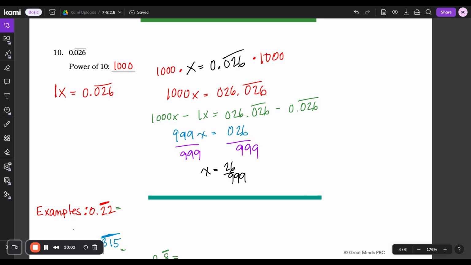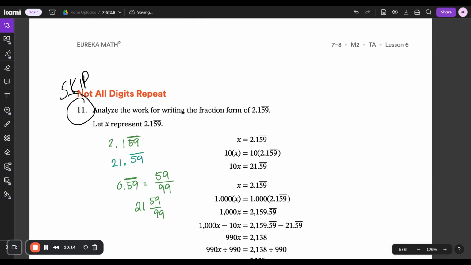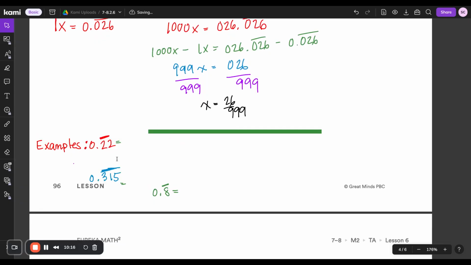These are all of the examples that we are going to do. We are actually going to skip 11 and 12, but on your own, you are going to do these 3 examples here and put these in your notes. So on this page, you have one example, 22 hundredths.